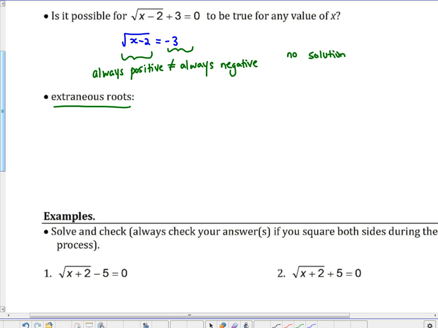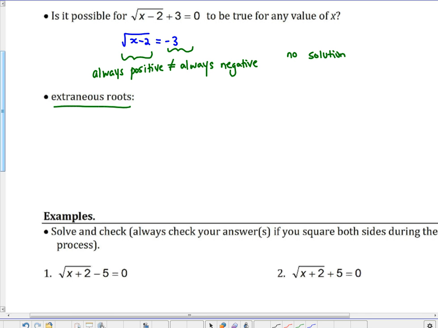Sometimes when we solve, we're going to get two solutions, but one of them is going to be true, and one of them is going to be false. The false one comes out when we work it out algebraically, we get it as an answer, but when we plug it into the original and check our work, it's not true. That's called an extraneous root, or extraneous solution. It's a solution you get algebraically that when you check it with the original, actually is not a solution.